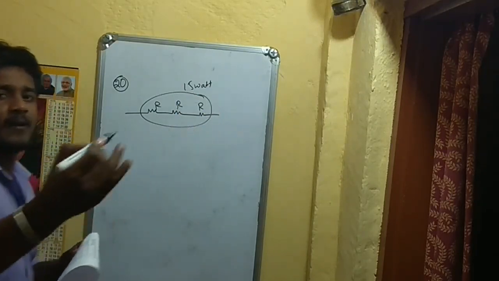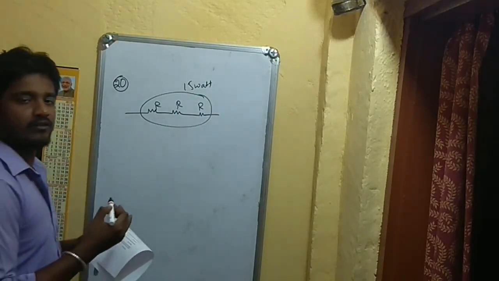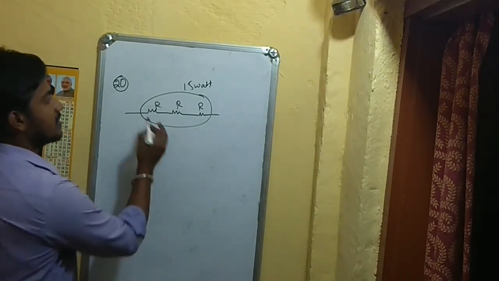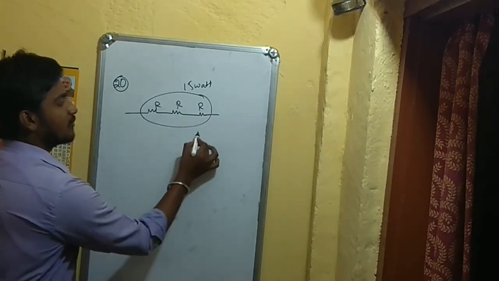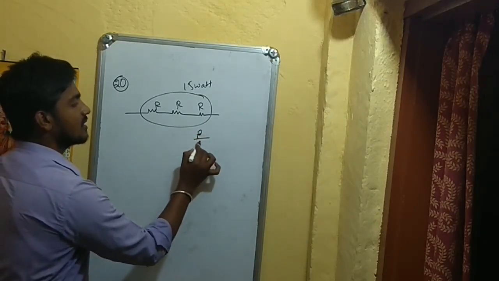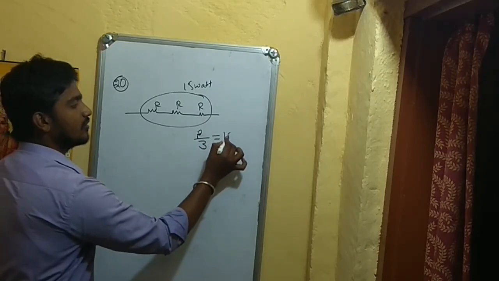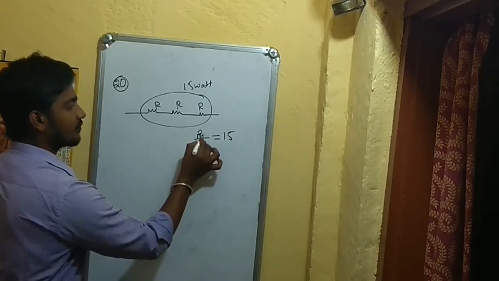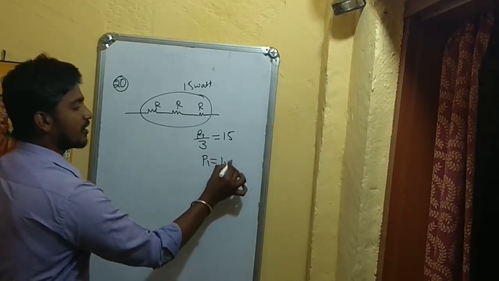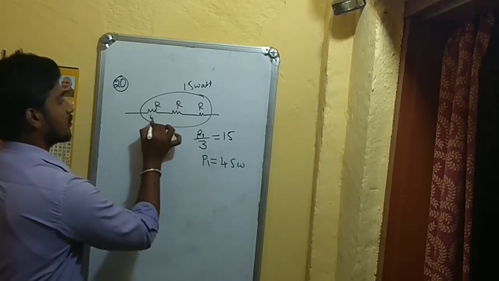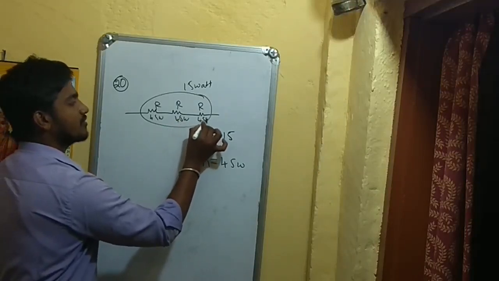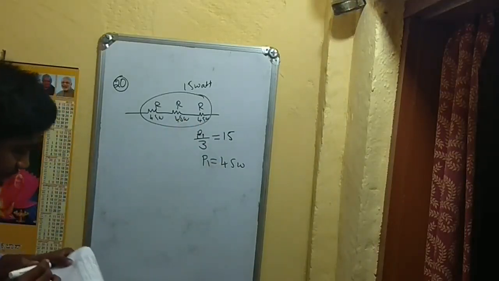It is like a parallel power. If they are not given a different voltage, it is like the reverse of resistance. Here same resistance means P by 3 is equal to 15. Then take it as P1. P1 is equal to 45. Each one also produces 45 watt.